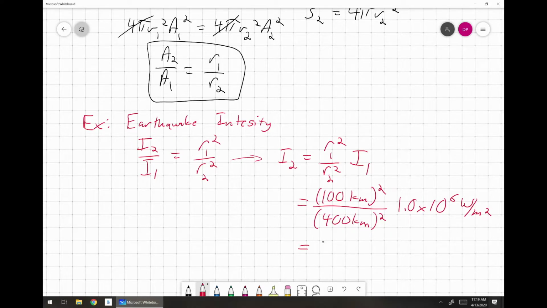When you plug in all of these numbers, you should get 6.3 times 10 to the 4 watts per meter squared. So we can see that the energy has indeed fallen off quite a bit. The intensity should be 1/16 of the original, because when you square 4, you get 16 on the bottom. So it falls off quite a bit with distance, and that's because of that inverse square relation.